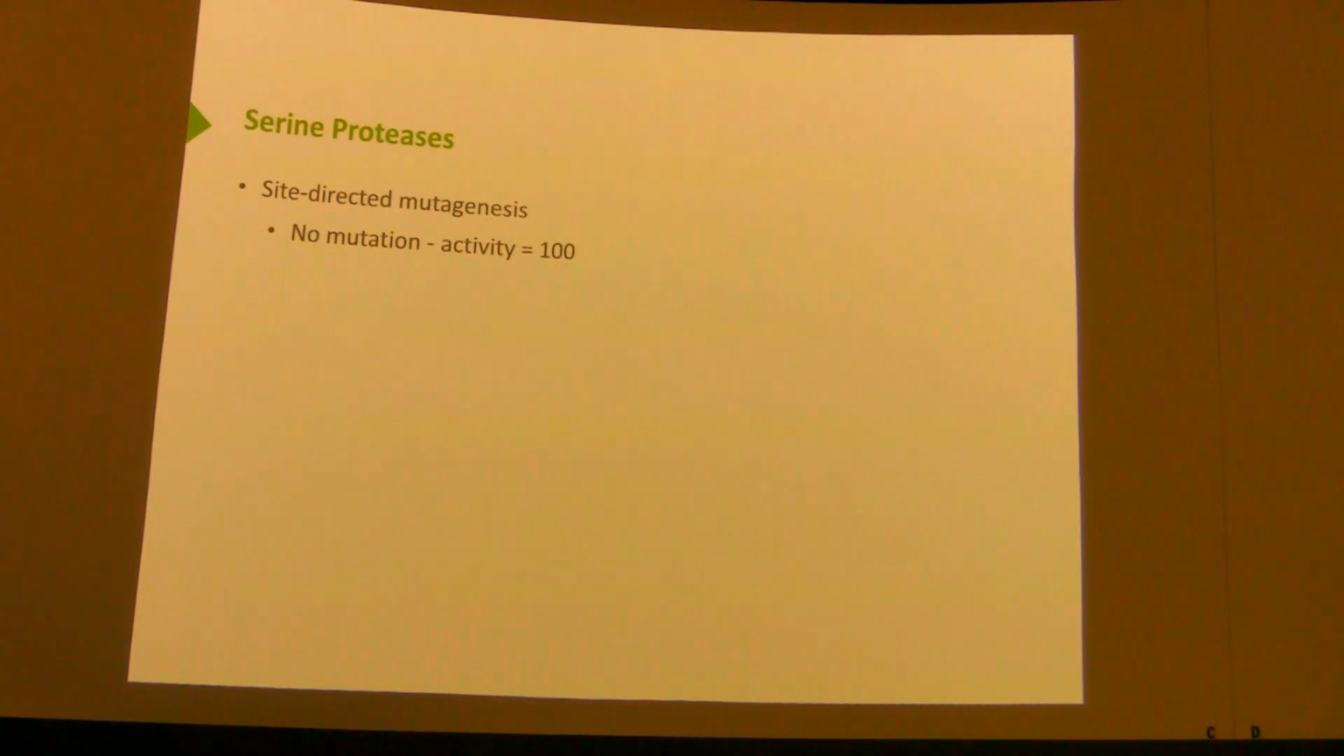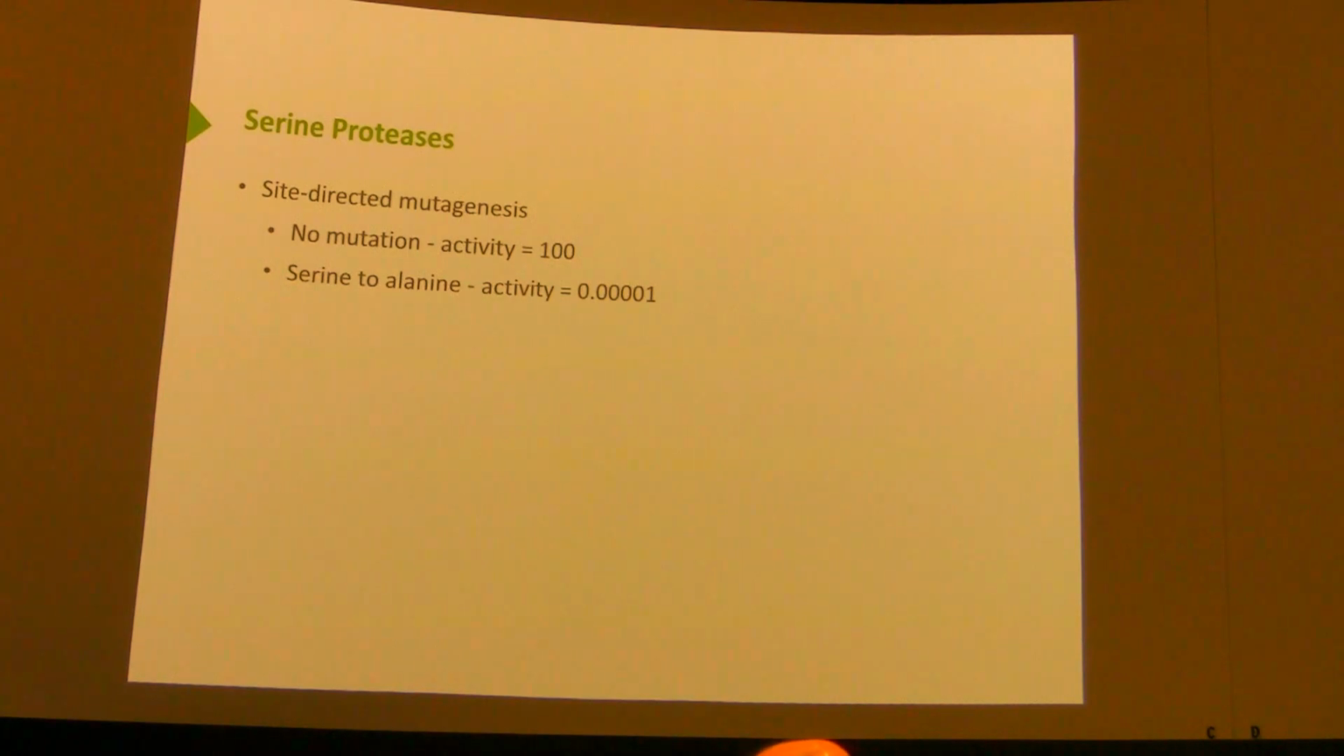Let's say I take chymotrypsin in its non-mutated form, I just take it as it is, and I measure its activity, and I give its activity a relative measure of 100. This is how active this enzyme is. I take the same enzyme and I make a mutation. If I change the serine to an alanine, how much activity do I get?